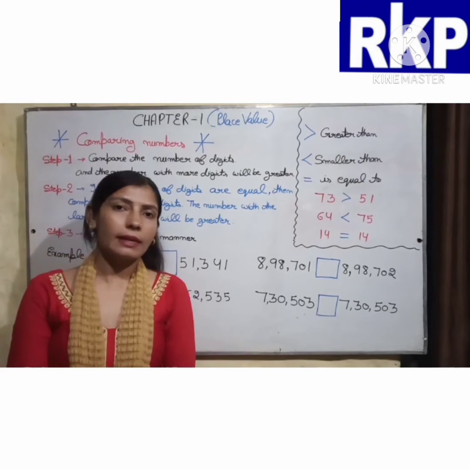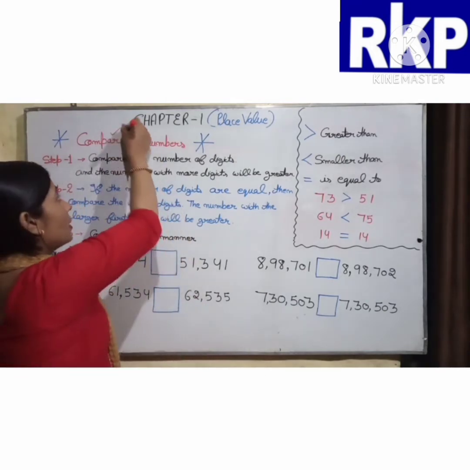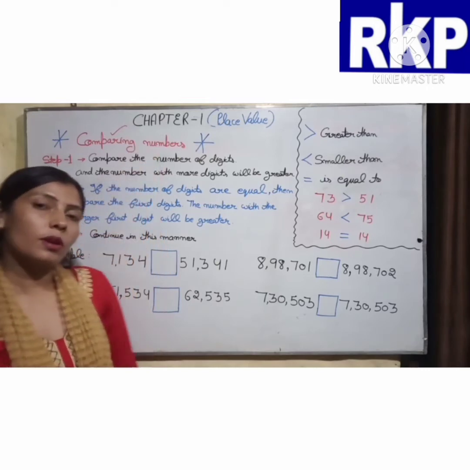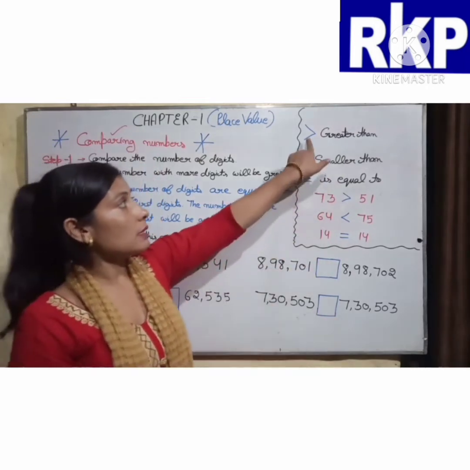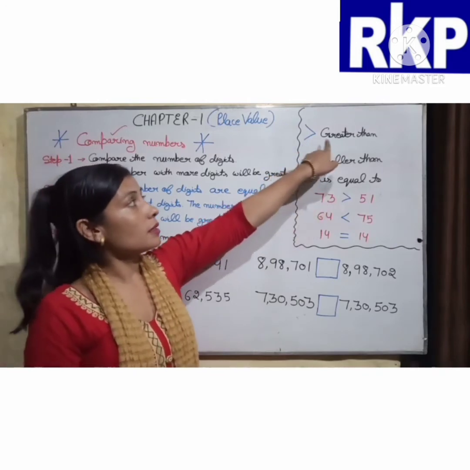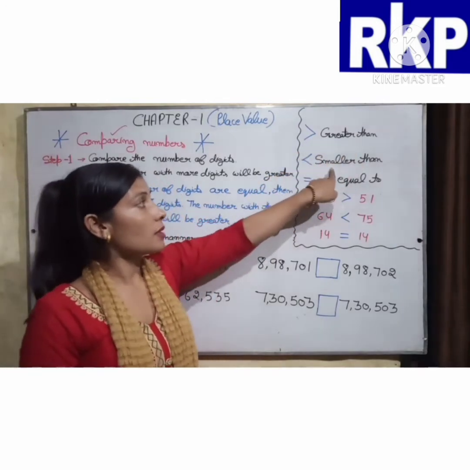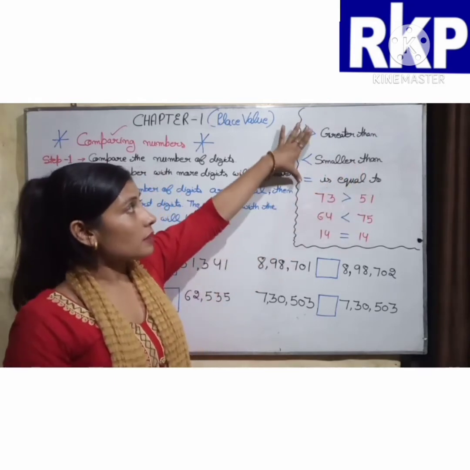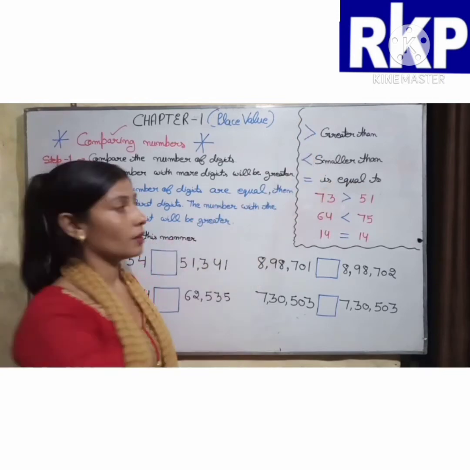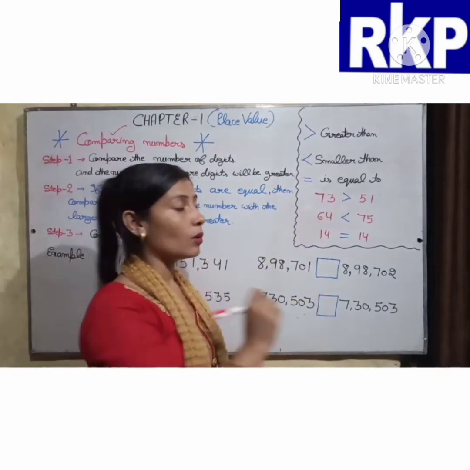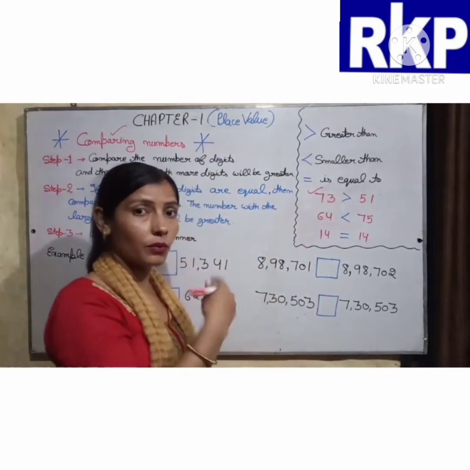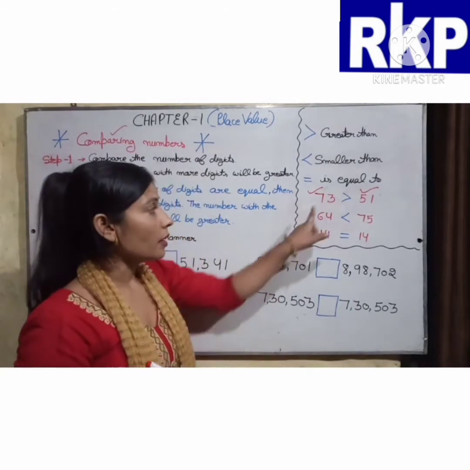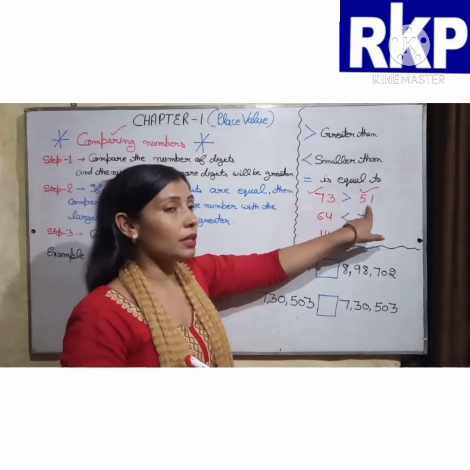Now students, let us revise our today's last topic, and that is comparing numbers. For comparing numbers, we use these three symbols. They mean greater than, smaller than, and is equal to. And these symbols show the relation of the number which is on the left side with the number which is on the right side.